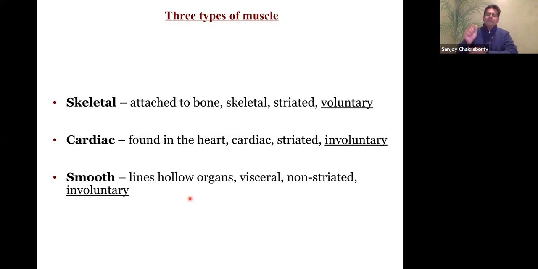Okay. And I'm just going to mention one single word, which you're going to need a lot later on in NP2. In cardiac muscle and skeletal muscle, both have striations. But in a cardiac muscle cell, there is something called an intercalated disc. That intercalated disc is found only in cardiac muscle, not in skeletal muscle.